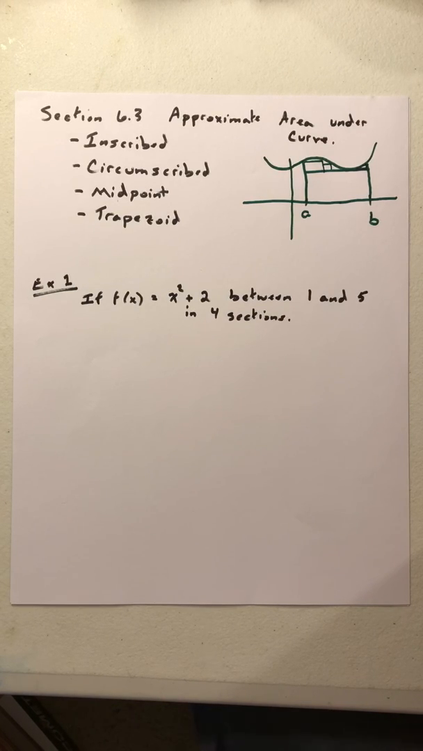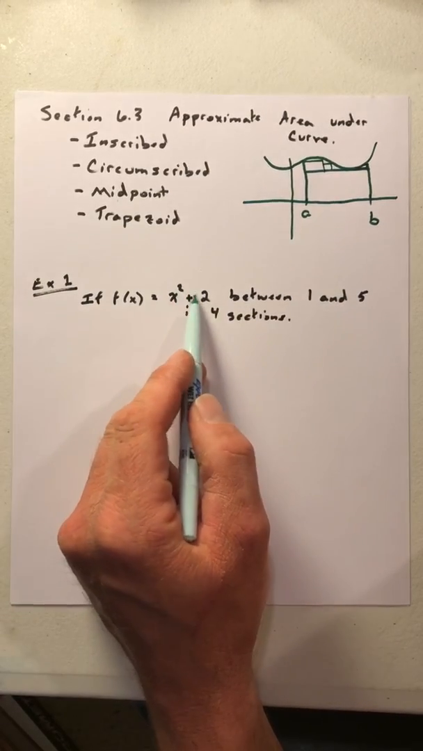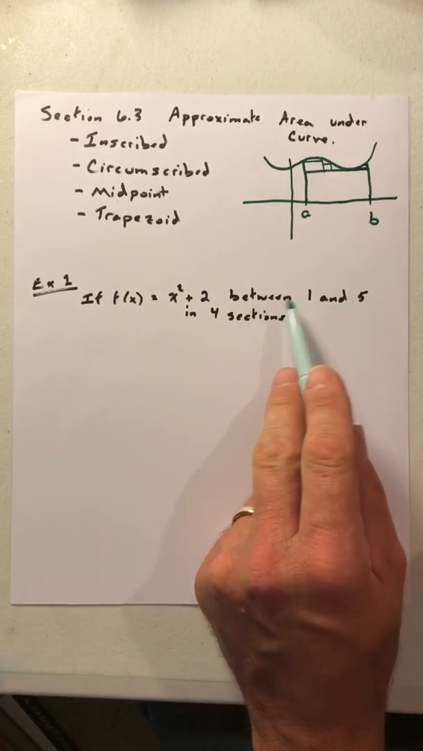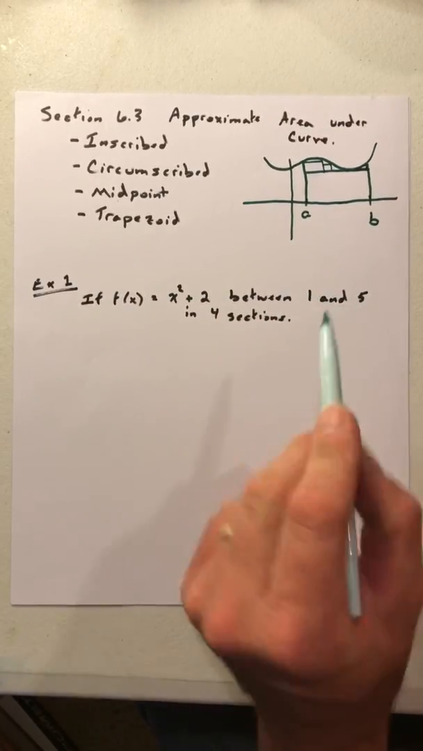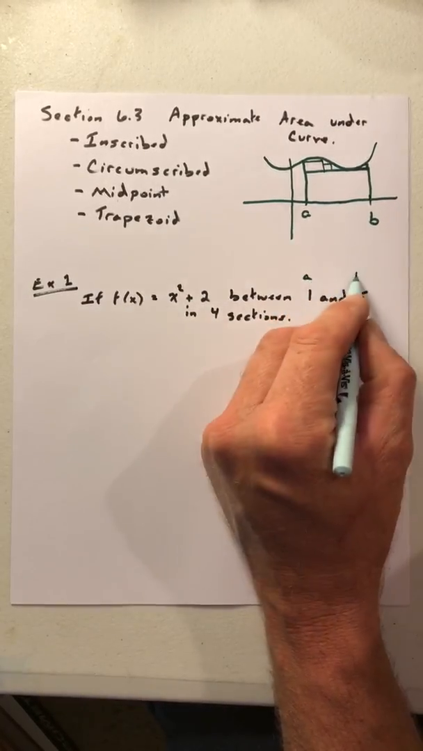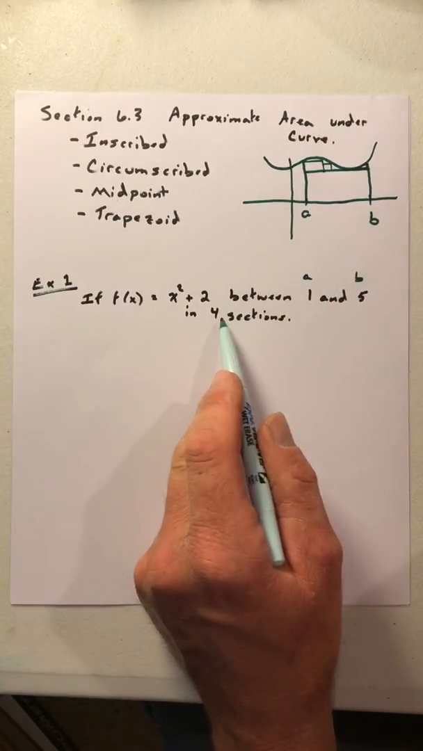What we're going to do today is we're going to approximate these areas, and we're going to use 4 different methods. And those methods are going to be the inscribed, circumscribed, the midpoint, and the trapezoid. So in example 1, we're going to give you the function x squared plus 2. We're going to go between 1 and 5, so that's our a value and our b value. We'll go ahead and label those. And we're going to cut it into 4 sections.